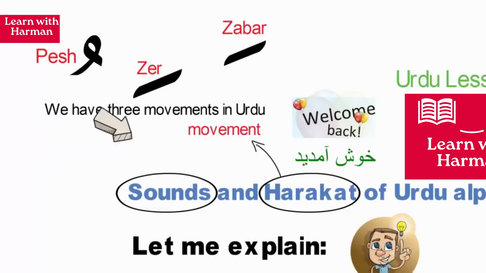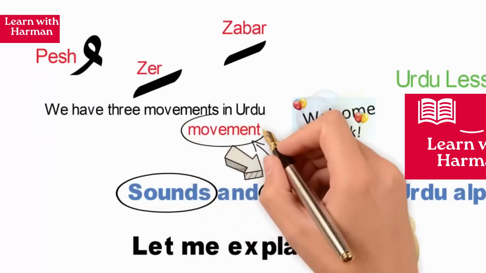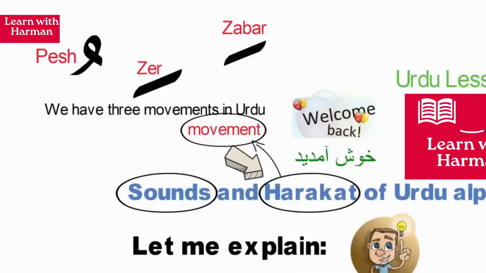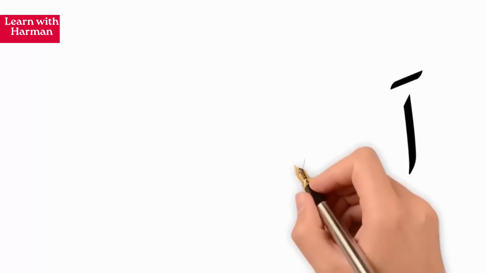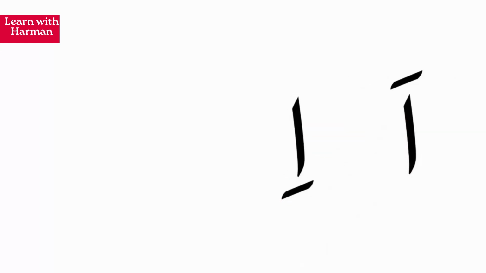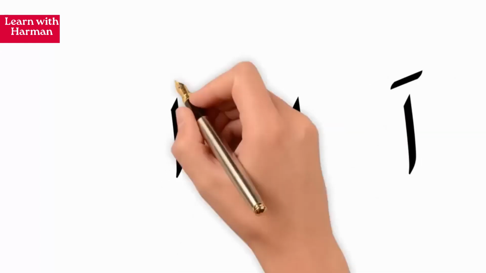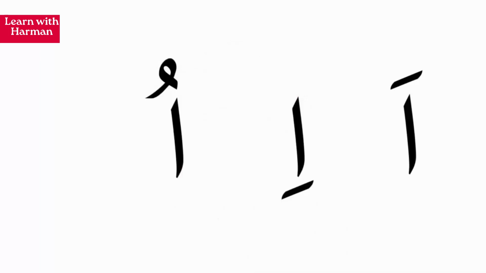Now they are called harakat, which in English means movement. Each of them has sounds, so let's start learning it and you will understand. Alif Zabar A, Alif Zer E, Alif Pesh O. Now did you understand? Let me explain.